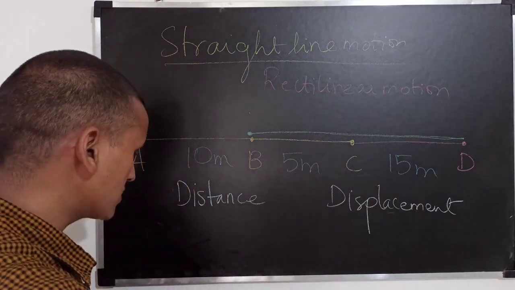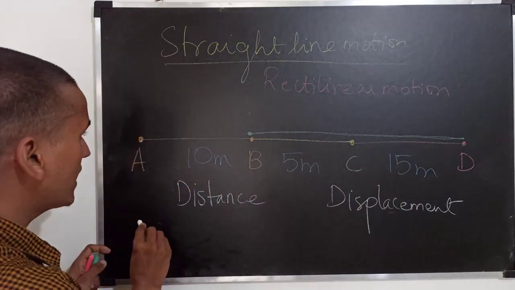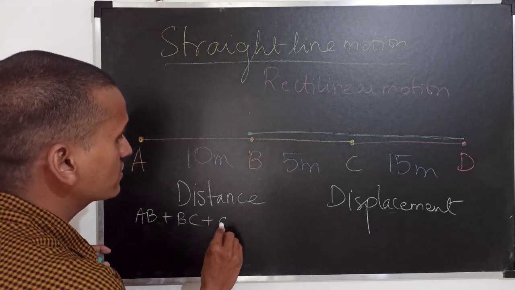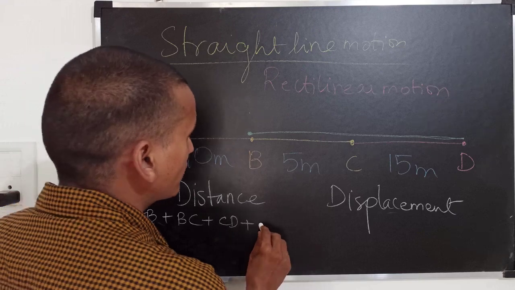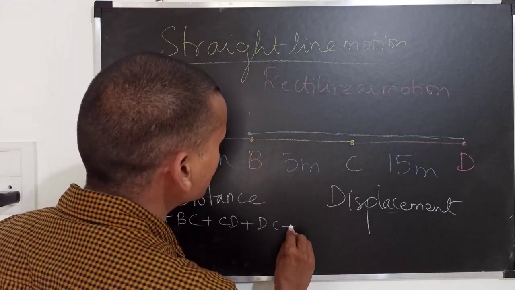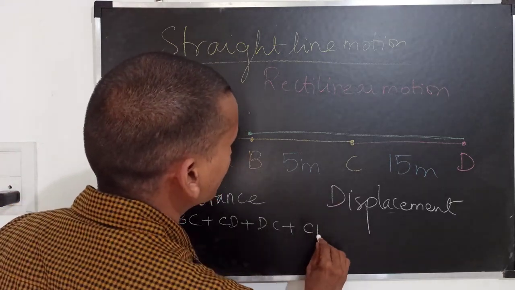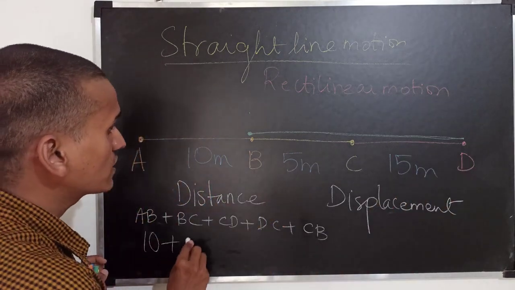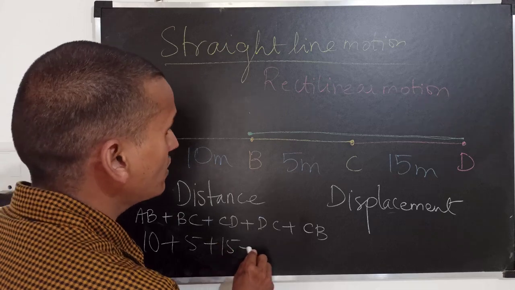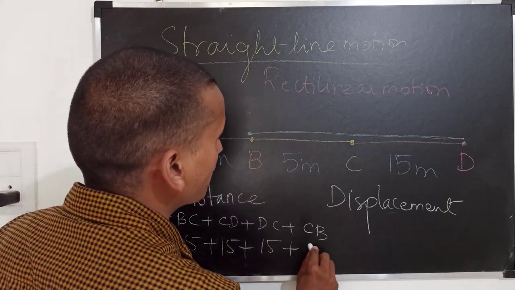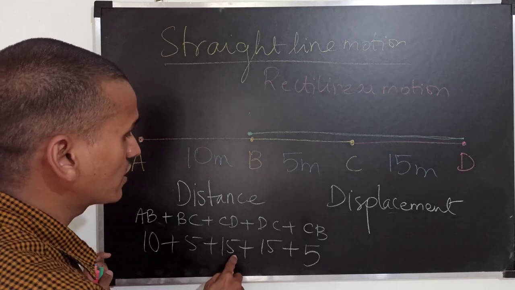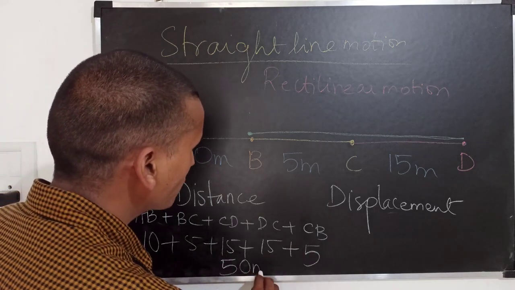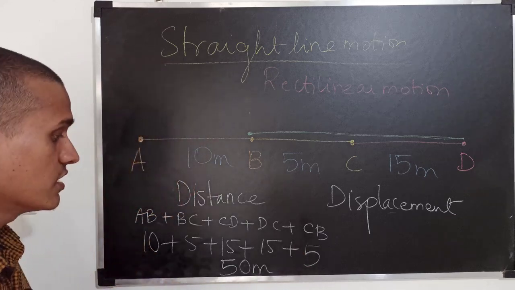So here if you see the distance, it is A to B plus B to C plus C to D plus D to C plus C to B, because it is traveling from this direction. If you see the lengths, it is 10 plus 5 plus 15 plus 15 plus 5. So 15, 30, 45 and 50. So 50 meter is the distance traveled.